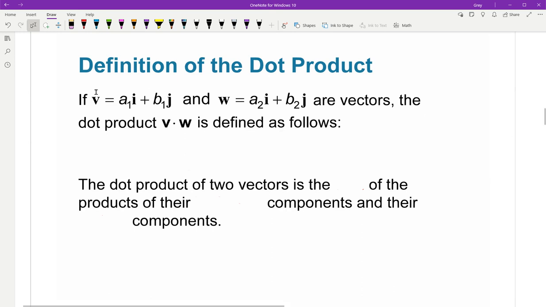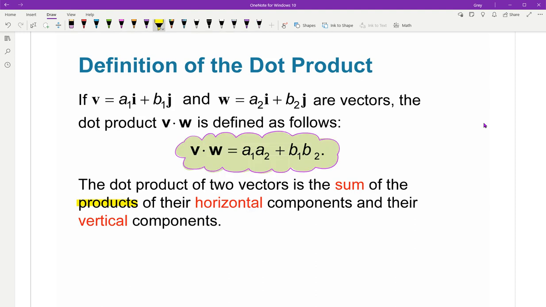So if I have two vectors, a sub 1, b sub 1 and a sub 2, b sub 2, then the dot product is defined as the sum of the products of their horizontal and vertical components. So that's what it looks like. I multiply the a's, multiply the b's, and add them together. That is the sum of the products of their horizontal and vertical components. If you like words, if you like symbols, I'm giving it to you in both ways.